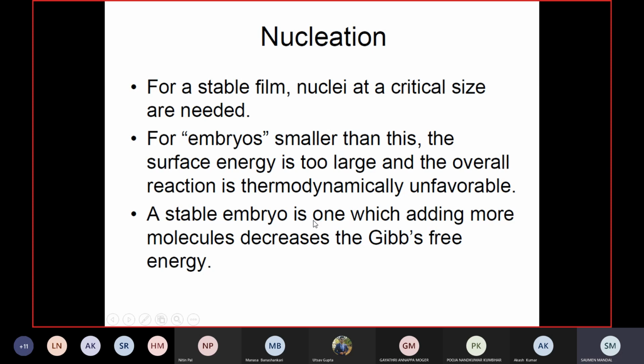A stable embryo is one where adding more molecules decreases the Gibbs free energy. So whatever embryo forms, there will be a continuous addition of atoms to it. Finally, when the nucleus forms, it will grow until it forms a grain structure.